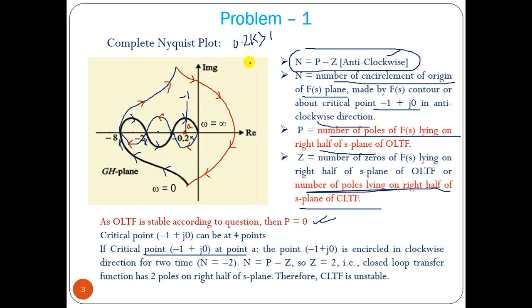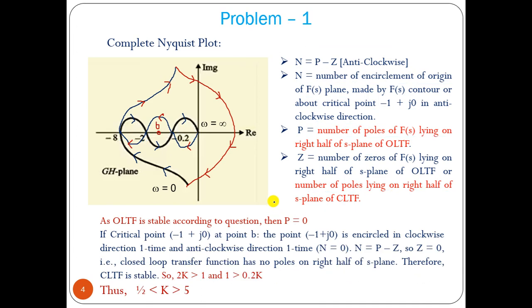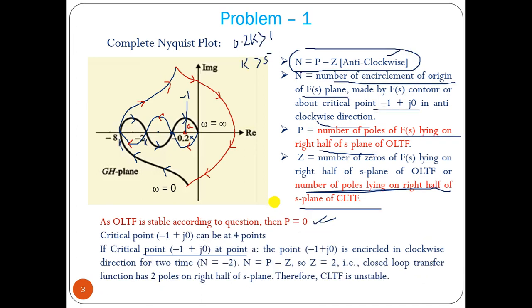From that point, what we can say, that k value is greater than 5, right? K value greater than 5. That we can say, but what about the stability point of view?